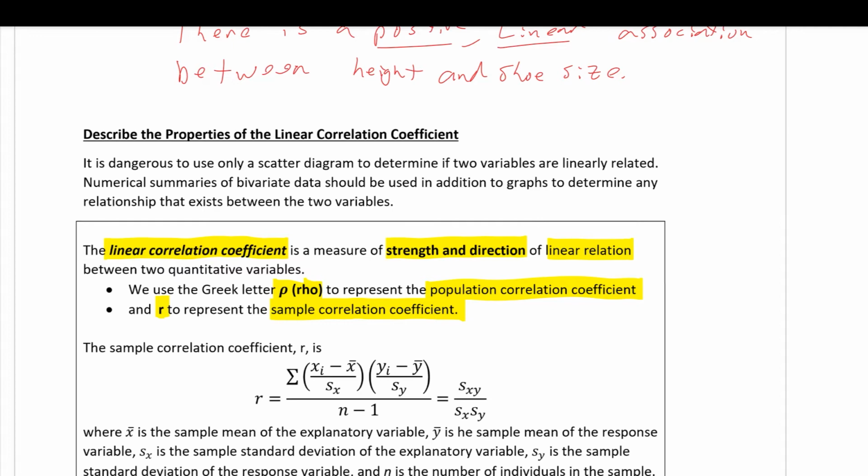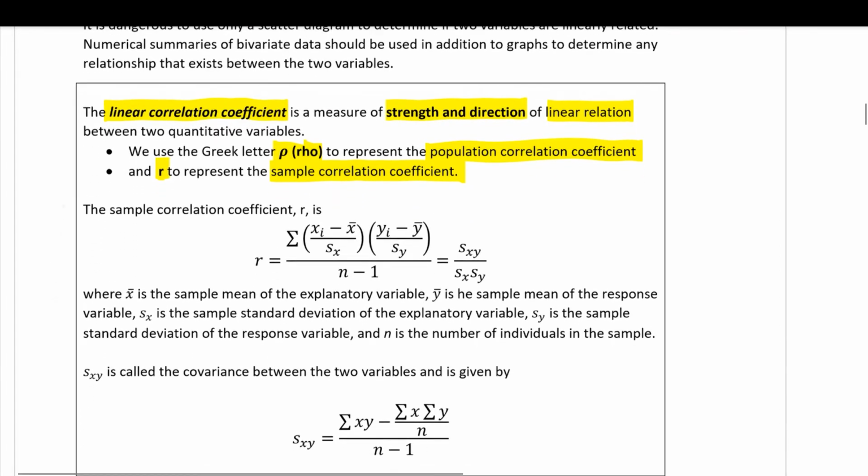Okay, now how is this calculated? Well, it's a little complicated. You would take each value in the x list, subtract off the sample mean, and divide by the sample standard deviation. You get that quantity. If you recall, this is really a z-score, the z-score of the x. And the same thing for the y: this would be the z-score of that y variable. Multiply them for each individual, sum them all up, and then divide that by n minus 1.